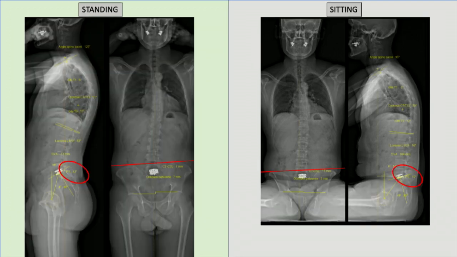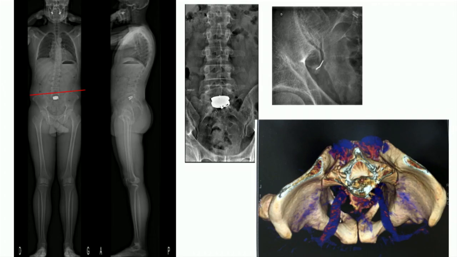So we analyzed with the EOS. We have all of the values. You have here the sacral slope sitting is 15 degrees. In standing position, it is 32 degrees. And the incidence angle is about, I don't remember exactly, the incidence angle is 45 degrees. So not a very abnormal patient, but mainly with this, probably this leg length discrepancy.